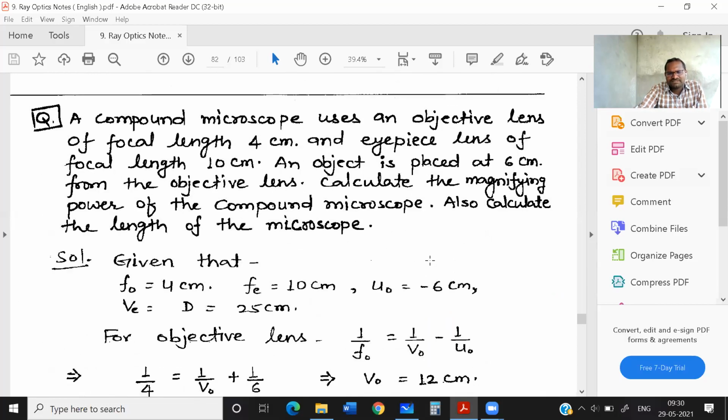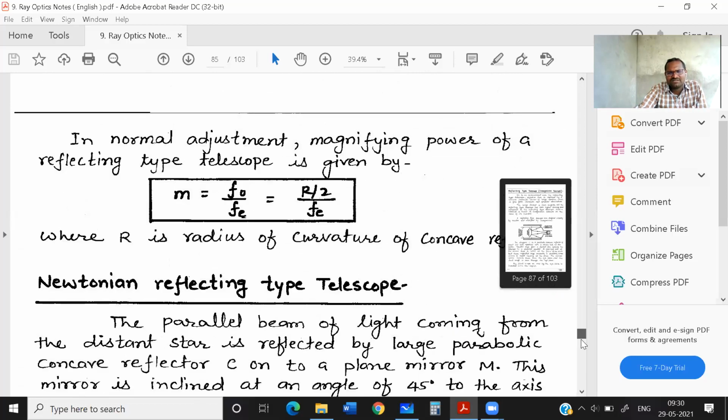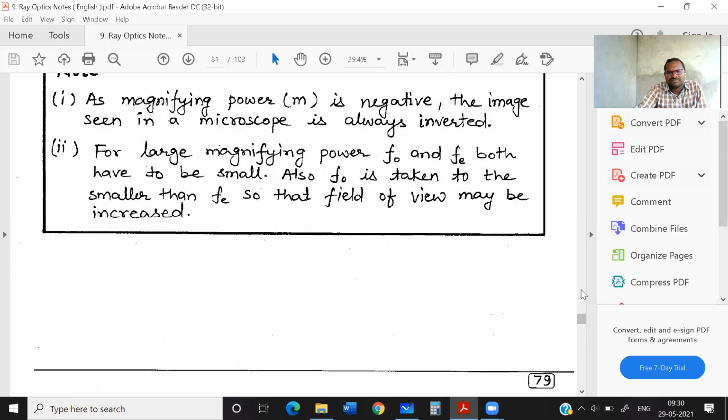And after that, the remaining topics, Cassegrain telescope, these are things not required. Don't read them, don't waste your time. What you need to do is one problem you need to solve here. So what is that problem? Let us see. The problem will be somewhere else. I'll show you the problem also.